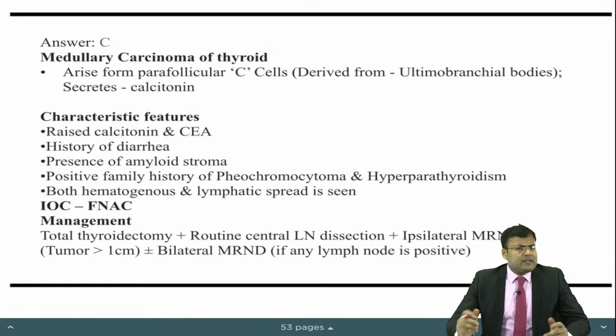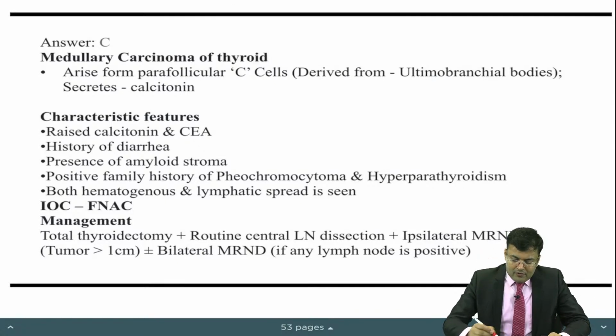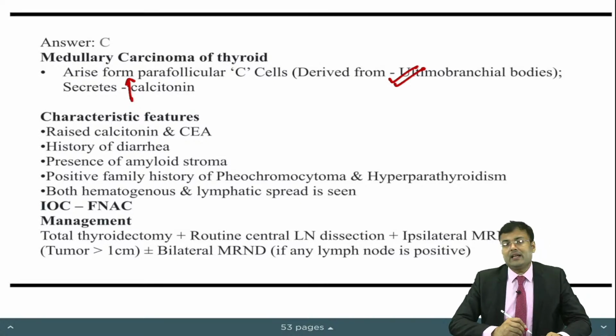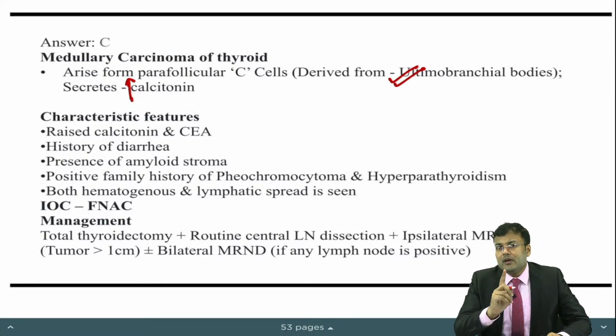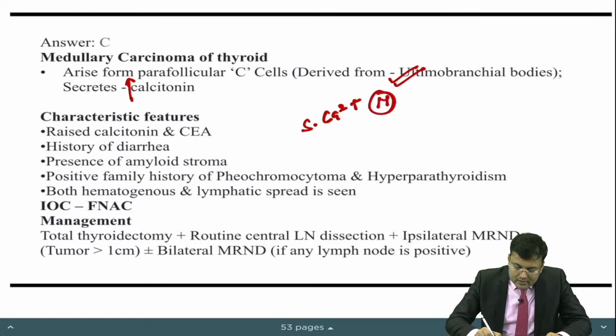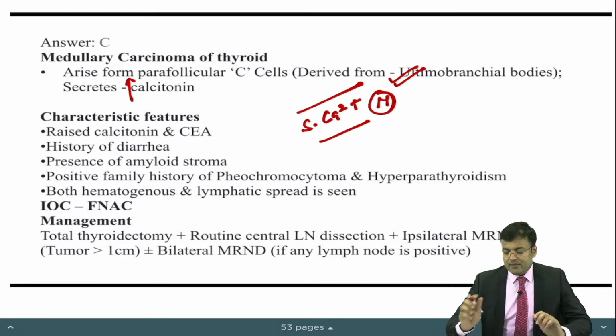So see, this medullary carcinoma thyroid, it arises from parafollicular C cells, and you know this parafollicular C cells are derived from ultimobranchial bodies. It is going to secrete calcitonin, that's why there is raised calcitonin, and you have to remember, despite of raised calcitonin, the serum calcium is normal.